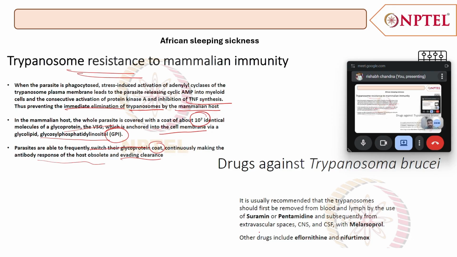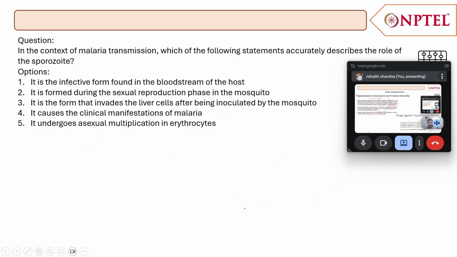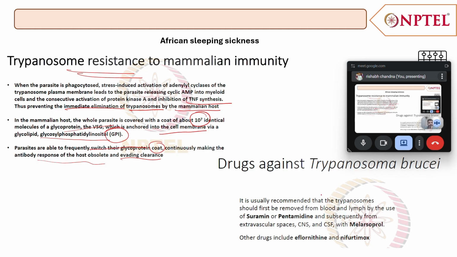Okay, then the drugs that are associated with Trypanosoma brucei: the parasites are first removed from the blood and lymph by the use of suramin or pentamidine, and subsequently from the extravascular spaces of the CNS and the CSF with the help of melarsoprol. Other drugs that are effective are eflornithine and nifurtimox.